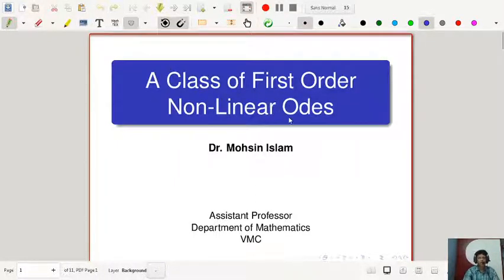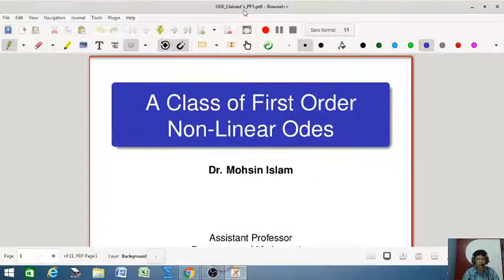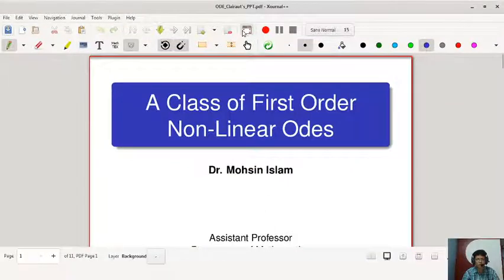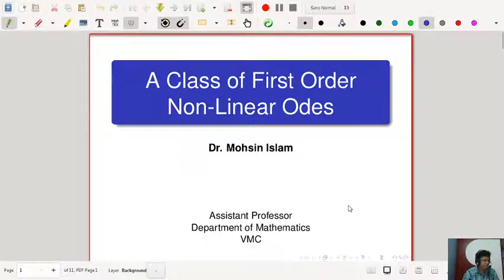Once again, today's class is on differential equations and the topic is the class of first order nonlinear ODEs. Actually, we were learning about first order differential equations but of higher degree, so this is the continuation of that class. Today I shall be talking especially about Clairaut's form and the transformation of equations into Clairaut's form. How will you transform equations into Clairaut's form? That is the main target.